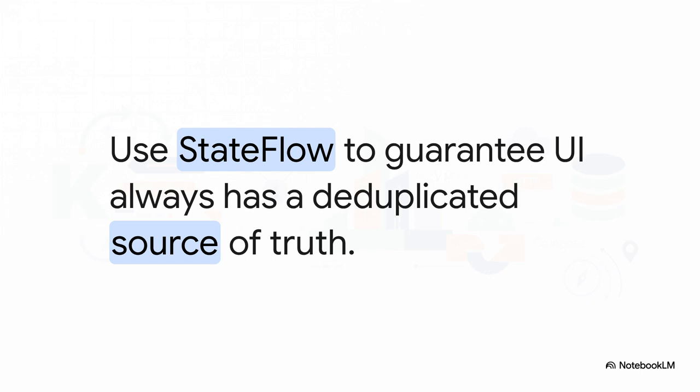If you peek into almost any view model, you'll see StateFlow running the show. It guarantees your UI has one single deduplicated source of truth. You have this private mutable flow being fed by the repository, and a public immutable flow that immediately replays that exact state to any new observer. So you rotate your phone, the screen snaps right back into place instantly.